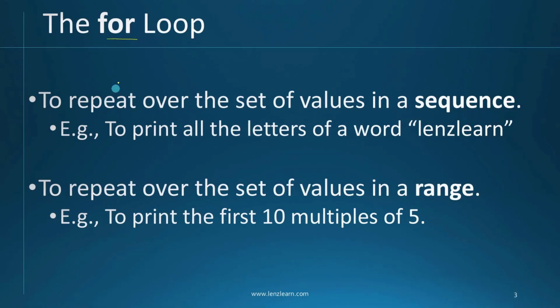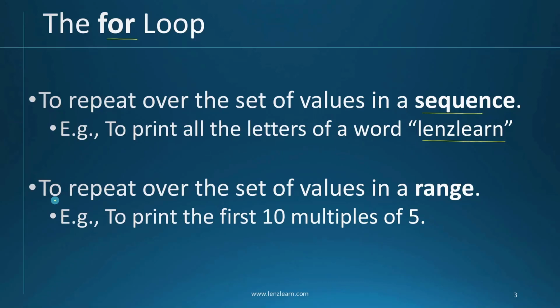Now, the for loop is used to repeat over a set of values in a sequence. We have studied that there are 3 types of sequence in the previous chapter. When can we use a for loop? For example, if you want to print all the letters of the word LensLearn, or any word, you can use a for loop to do this. If you want to print each character one at a time, you can do that. We have this example coming, we'll see that.